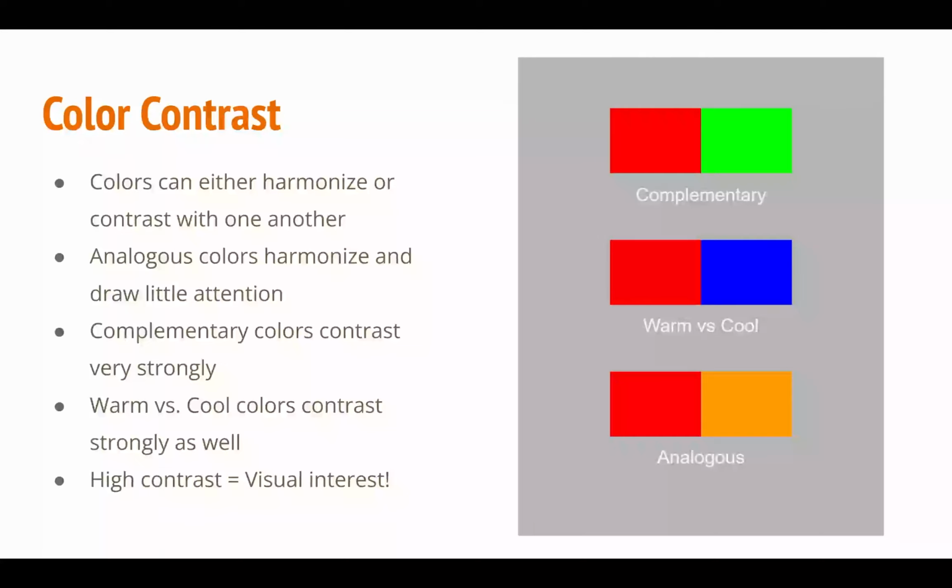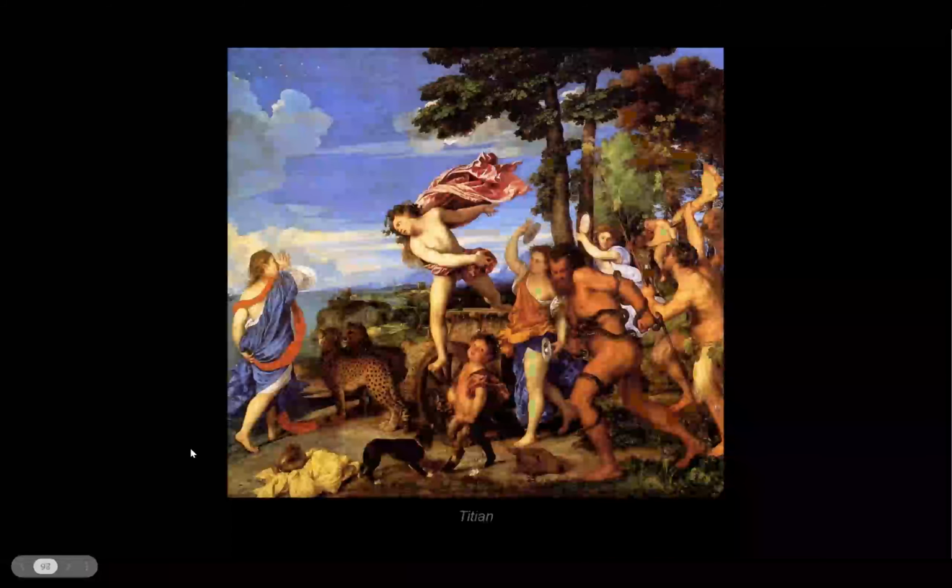Colors can either harmonize or contrast with each other. So analogous colors harmonize and draw very little attention. So you can see these two colors next to each other. They don't draw a whole lot of attention. They work really well together. Complementary colors contrast very, very strongly, right? So you can see this red versus this green next to each other. They fight and vibrate. And then also warm and cool colors tend to contrast pretty well against each other. So again, higher contrast makes more focus and more visual interest.